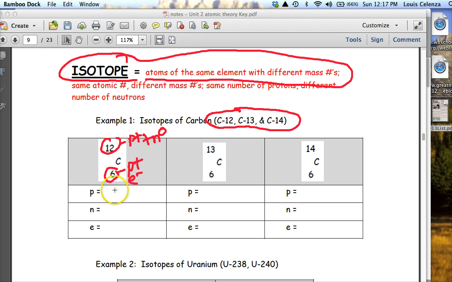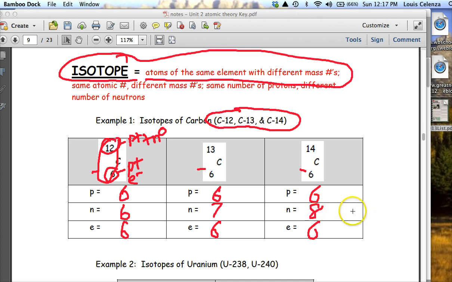So now if we want to figure out the protons, notice that because they're all carbons, they each have 6 protons. And then 6 electrons. Now, the electrons are not always the same because if you remember from lesson 3, you could have an isotope that is an ion also. But if you look at it, the neutrons you get by subtracting the mass number and the atomic number. So 12 minus 6 gives you 6 neutrons for this isotope. 13 minus 6 gives you 7 neutrons. And 14 minus 6 gives you 8 neutrons.